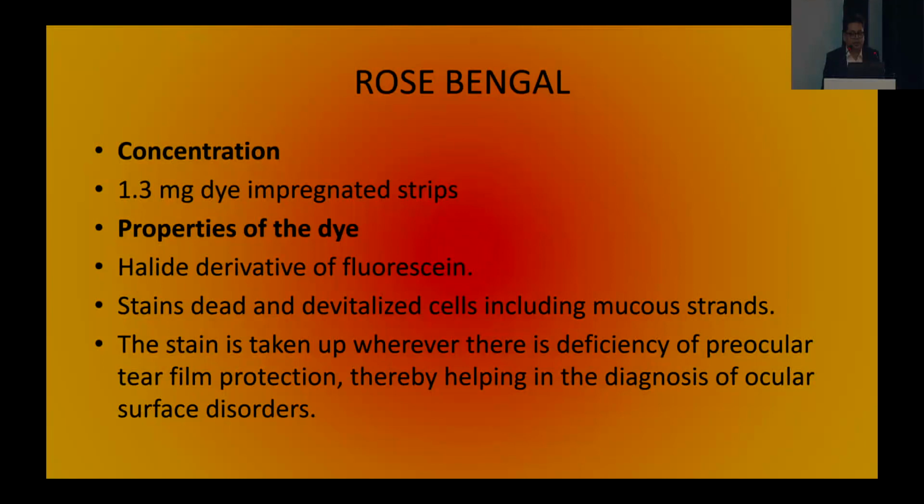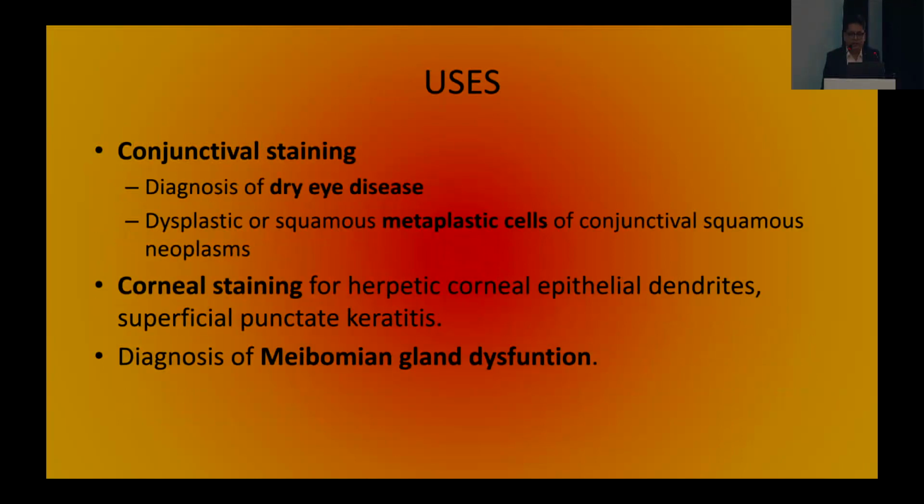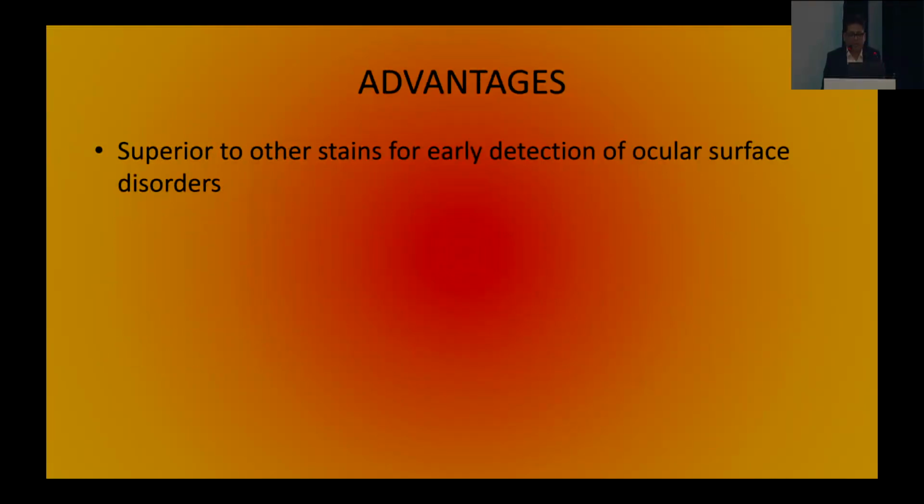Profile the properties of the dye. It is a halide derivative of fluorescein, and it stains dead and devitalized cells, including the mucous strands. We specifically use rose bengal stain whenever we suspect devitalized cells or filaments. Sometimes it also delineates the OSSN well when you are suspecting OSSN, and usually we see it by the red free light.